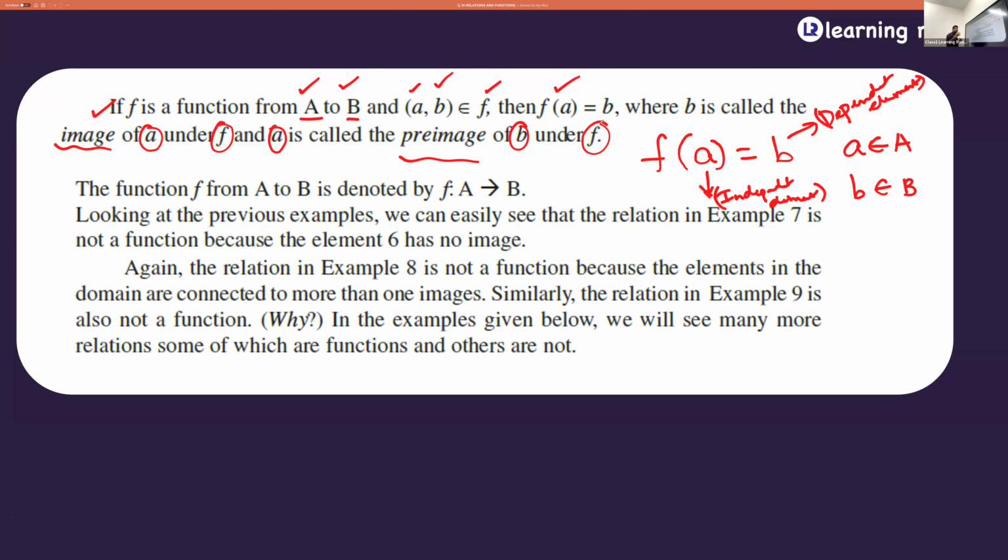Next is, how do I mathematically represent a function? The function f from A to B is denoted as f: A → B. This is how you mathematically represent it, where the set A by default should be called what set? It's not the independent set. It is the domain set, because the definition told us the set A by default should be the domain, but B is not.